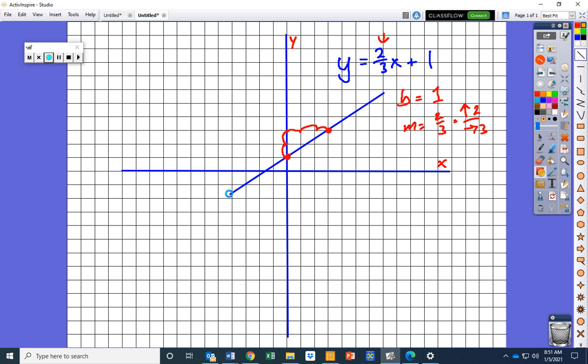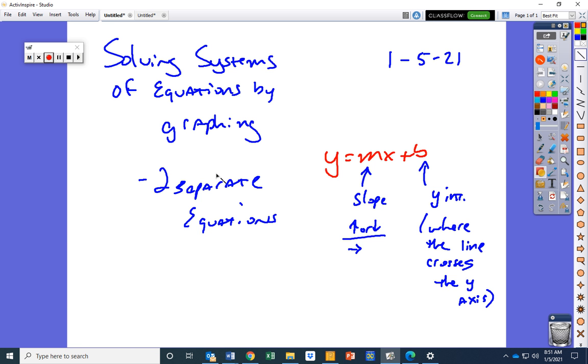Excellent. So let's say that I have a system of equations. The way you're going to see a system of equations, it's going to have two separate equations. So let's say I have y equals 5/2 x plus 4.